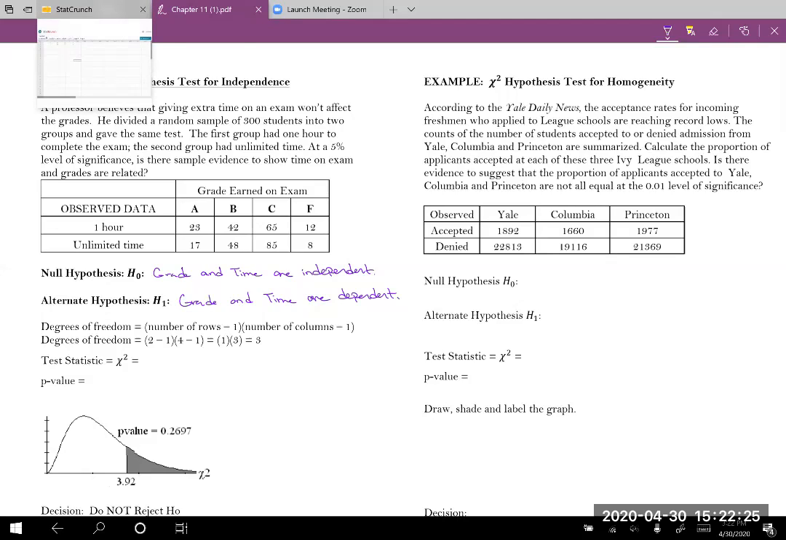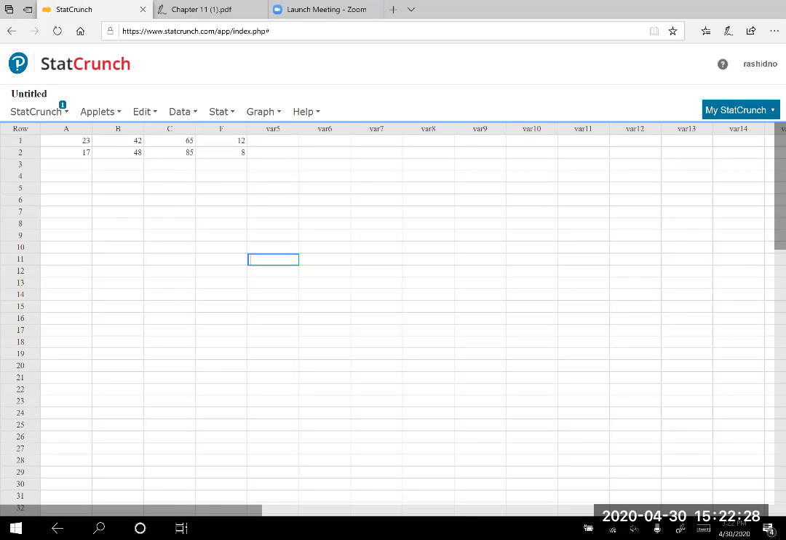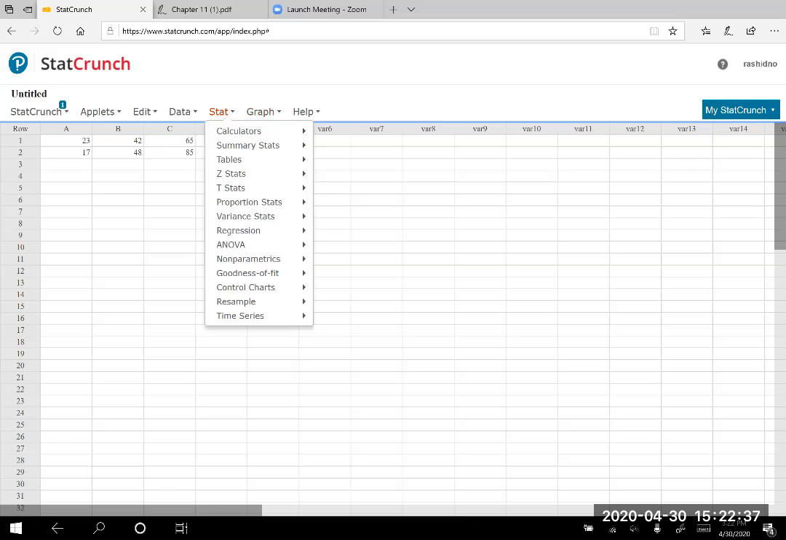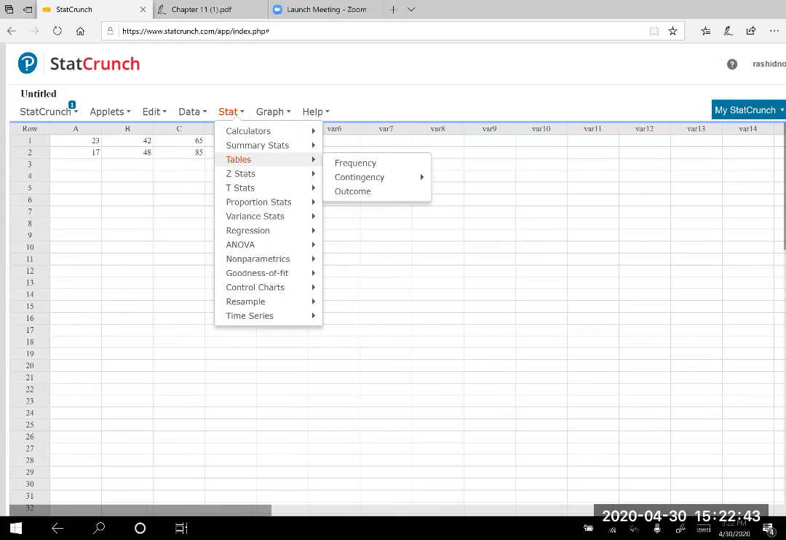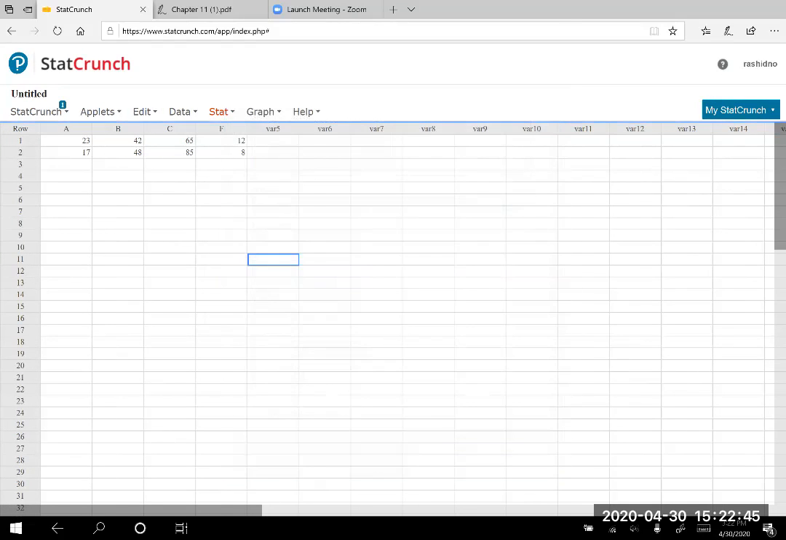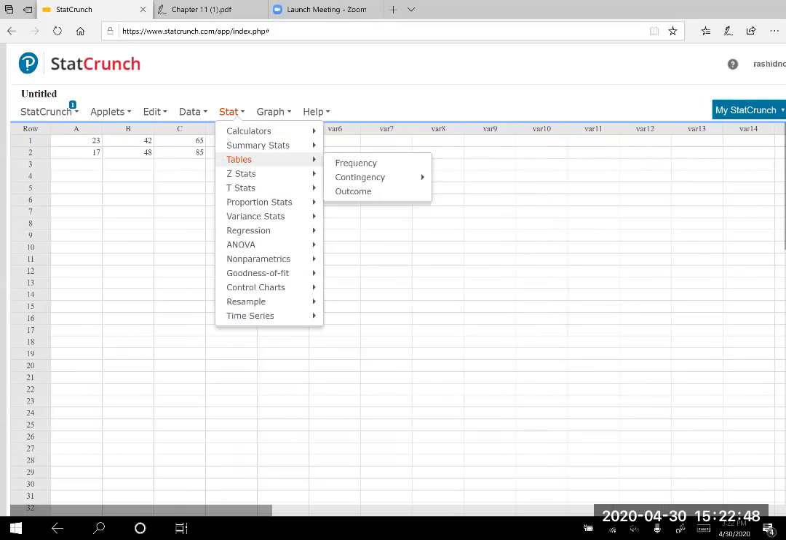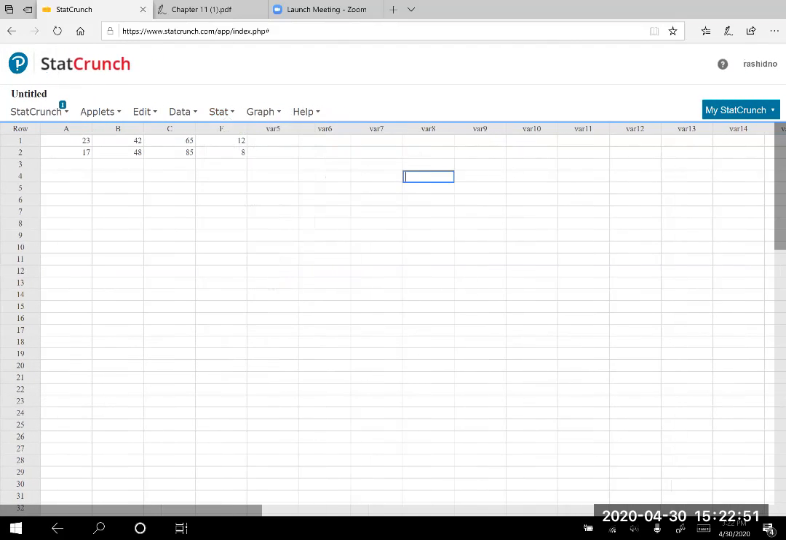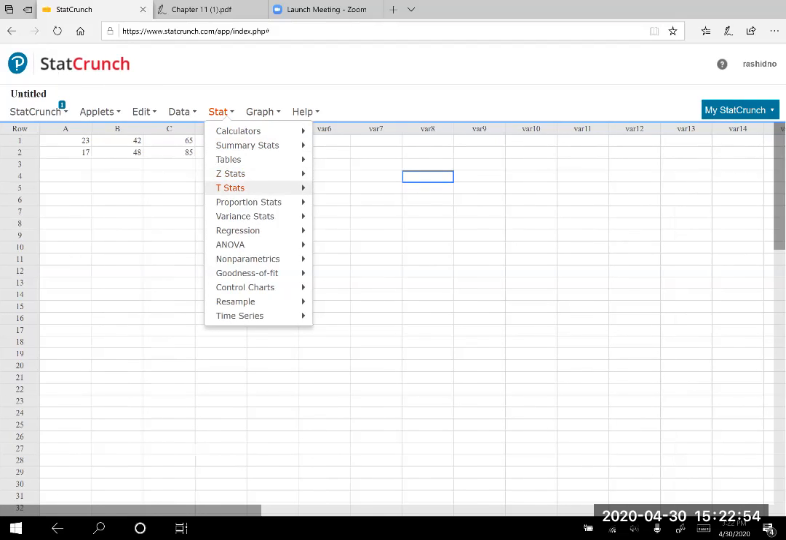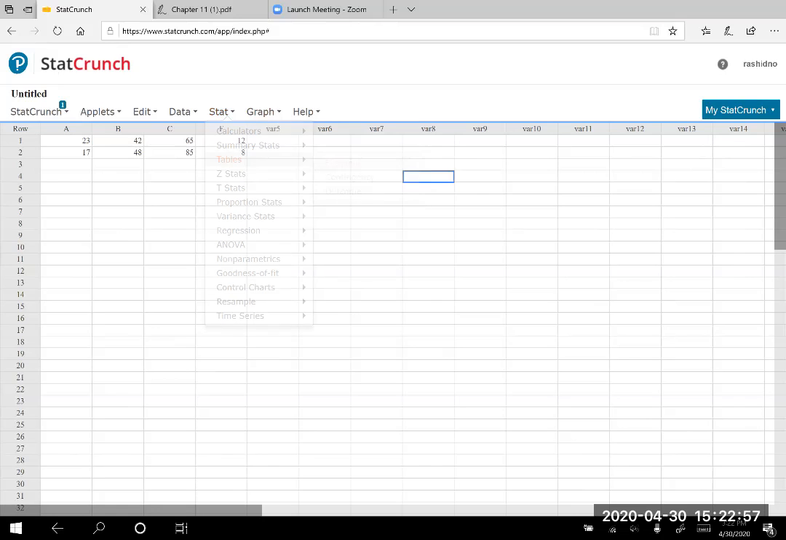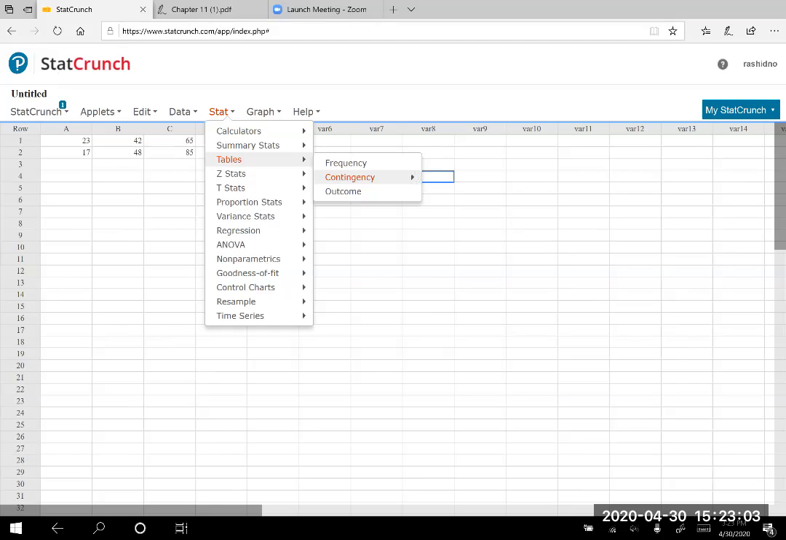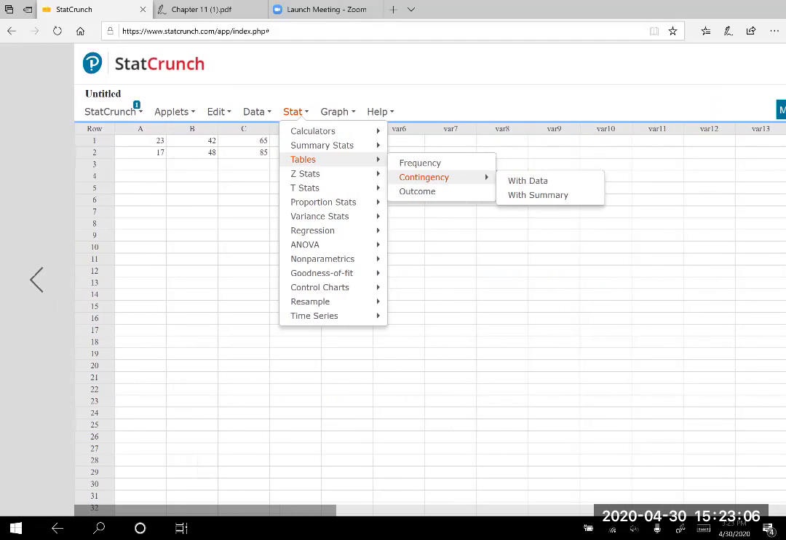So we go into StatCrunch, and I already entered my A, B, C, F. I already entered everything, what they got. So from here, this is a two-way table. So you want to go into Stat. We go into Tables. Let's do this again. We go on Table, go on Contingency, with Summary.